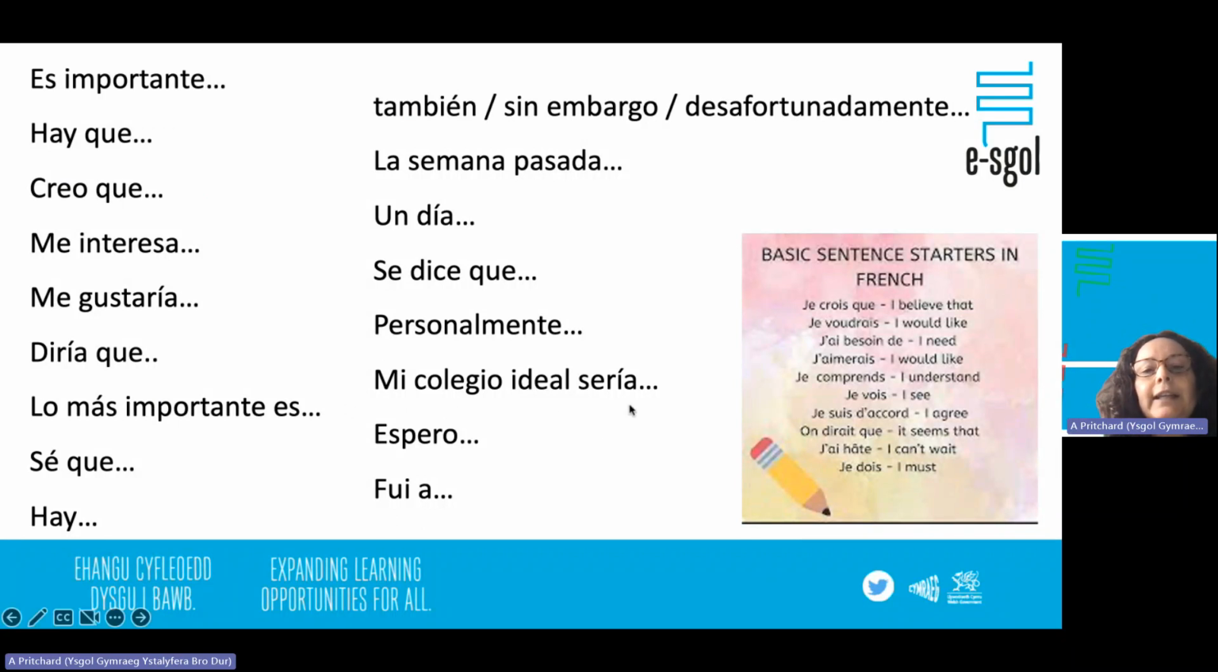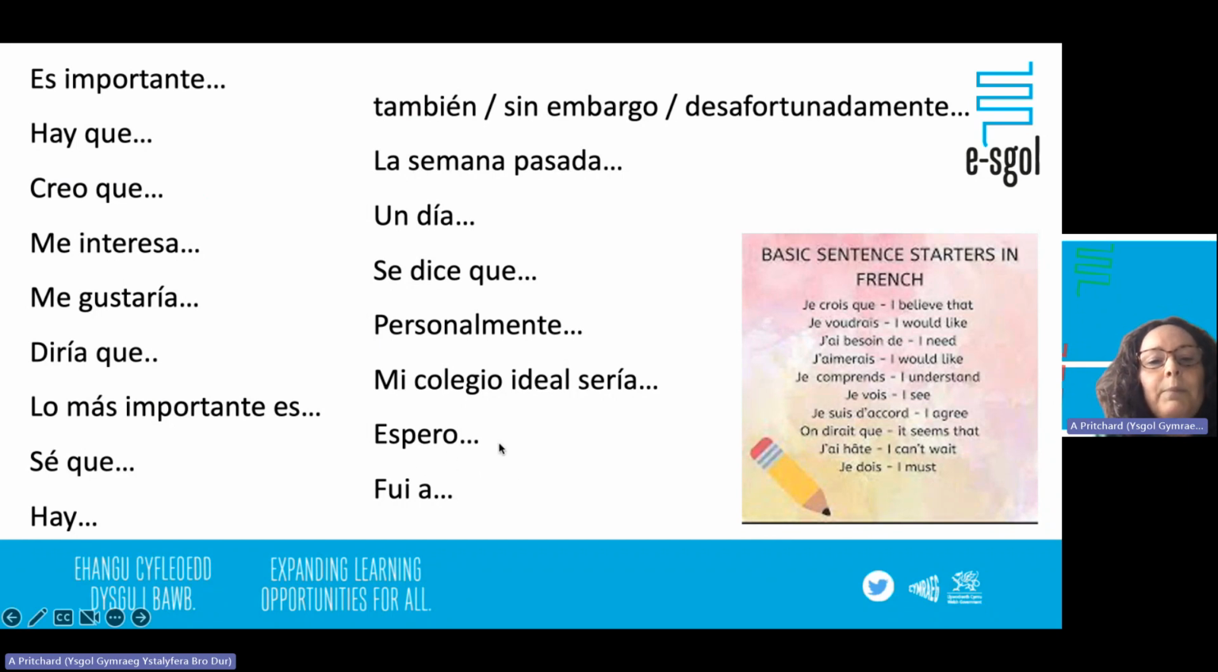Mi colegio ideal sería, my ideal school would be. And again, just by changing colegio, you could say, mi deporte ideal sería, mi asignatura ideal sería. So you could change that for your ideal subject, your ideal teacher, your ideal uniform, your ideal holiday, your ideal hotel, and so on. So once you've learned the set structure, you can just switch in and out various words, just to change the theme.